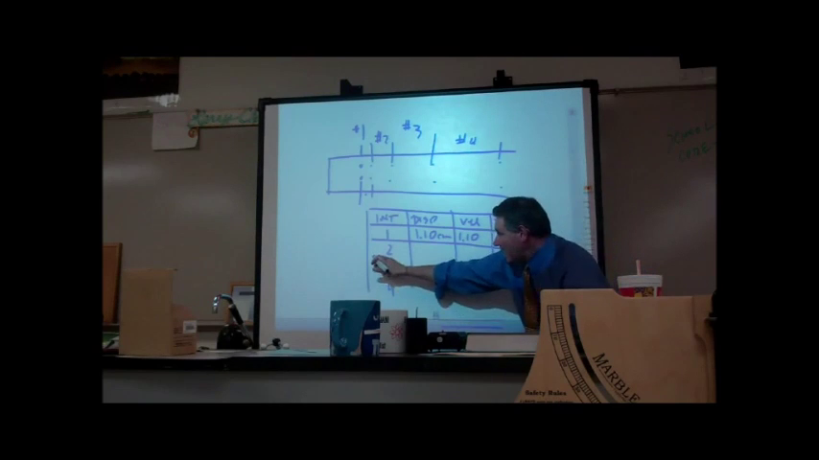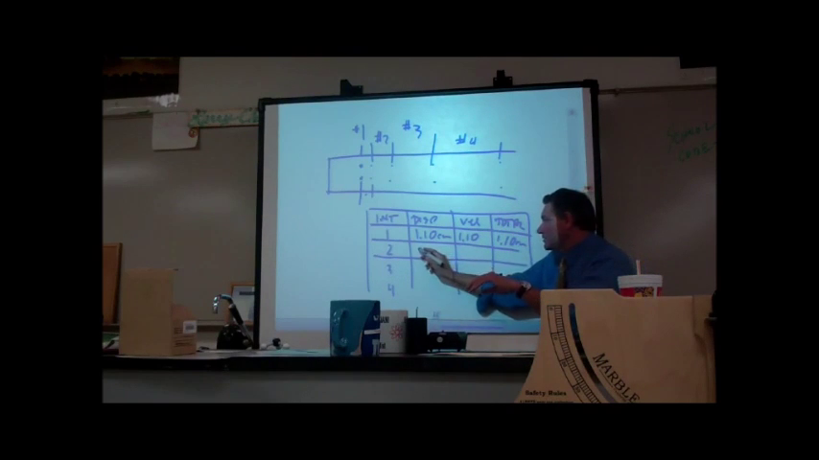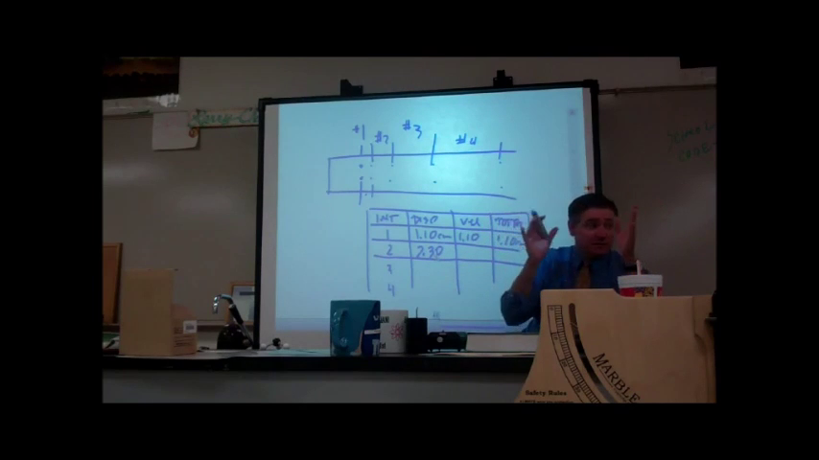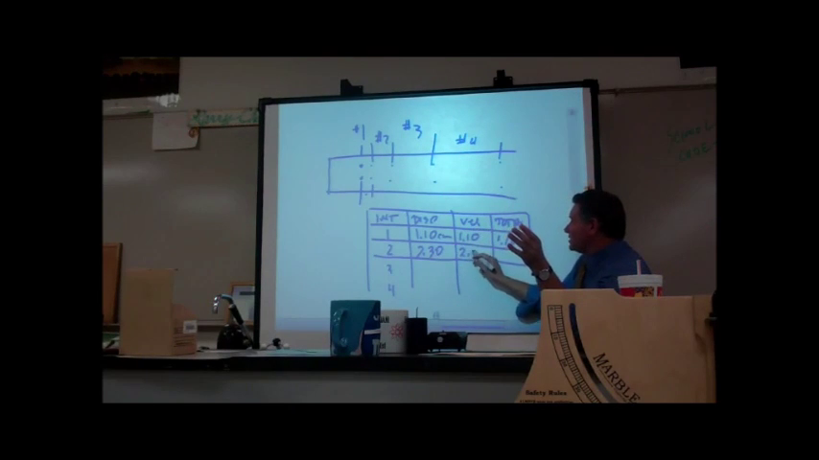Now, in the second one, let's say you measure that. You get 2.30 centimeters because we sped up a little bit. Okay, so we traveled a little bit further. So that's also going to be 2.3 centimeters per interval.